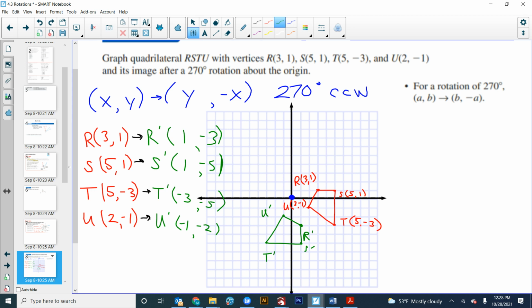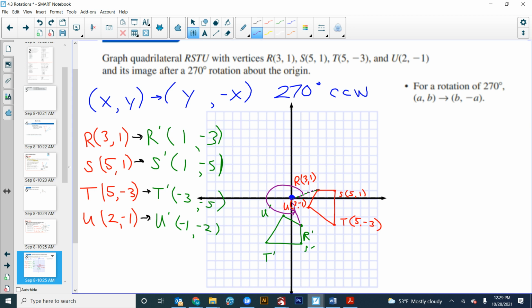Can you see it? If you were to imagine drawing a little segment to R from the origin, and then a segment to R prime, does that look like it's gone 270 degrees around? What's 270? Isn't it 90 short of 360? Does it look like there's 90 left to go? Yeah, that looks pretty good to me. Do you see how you can kind of give it the test there?